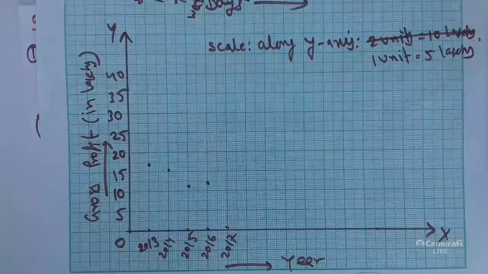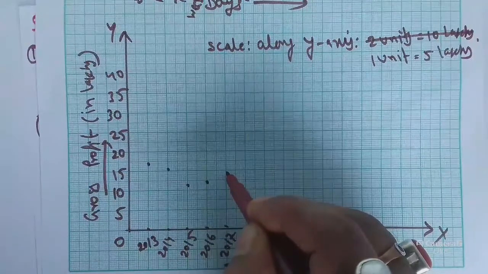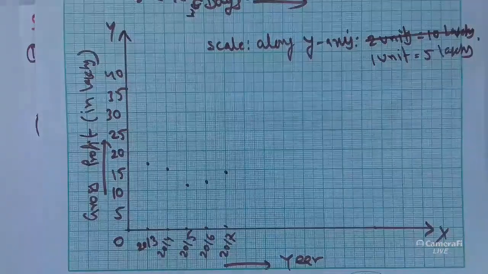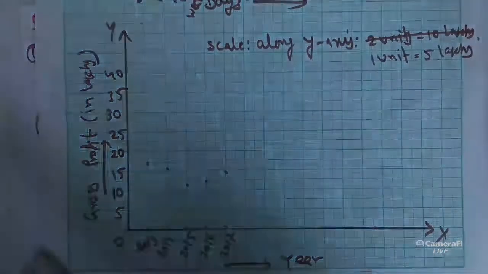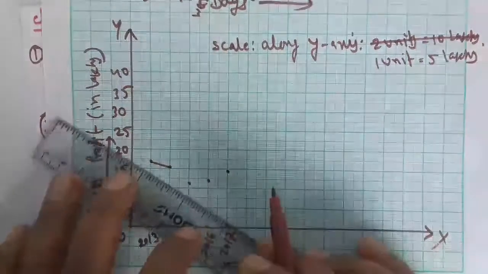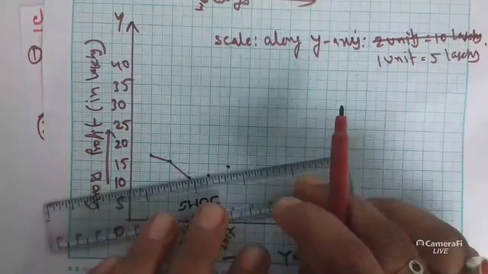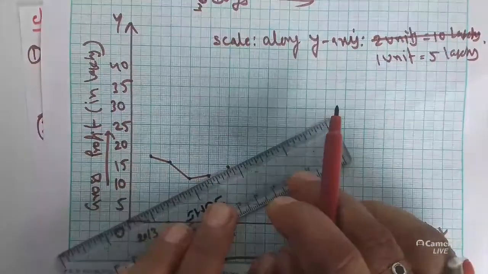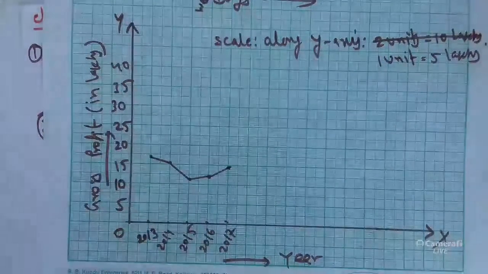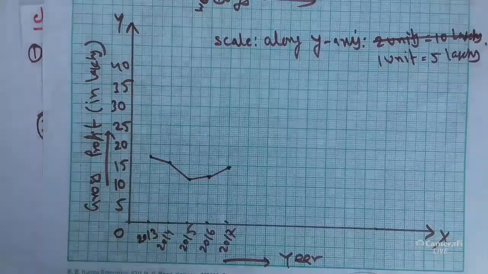And 2017 is 14.9. So this one is 14, and 14.9 means approx 15. Now we have to draw. We have to join these points. So our line graph is completed. I hope all of you understood, students.